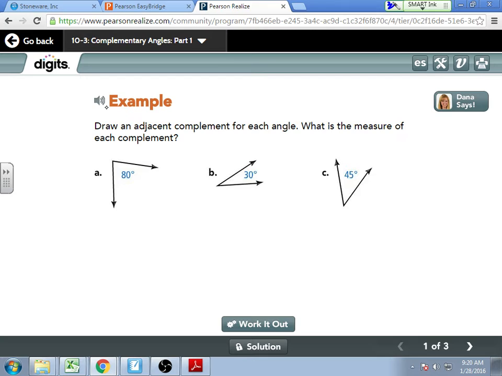So I want you to draw adjacent. So now I'm asking you to draw them touching and label how big it is to be the complement. When we ask for a complement, it's looking for the other angle.